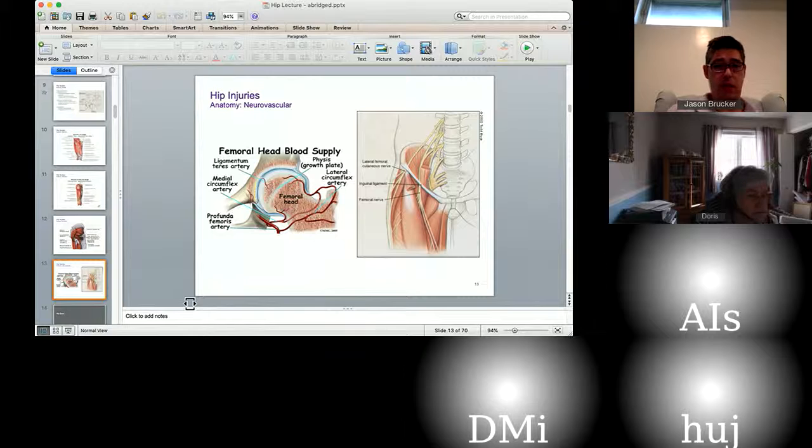I will mention in passing the femoral head has a watershed area of perfusion given the circumflex artery. When that is compromised, that can lead to femoral head collapse, a condition known as avascular necrosis.